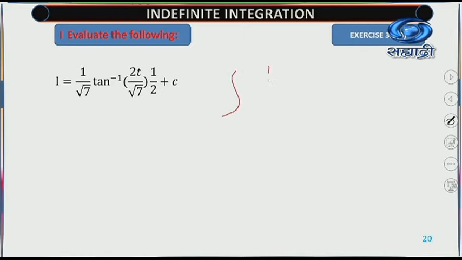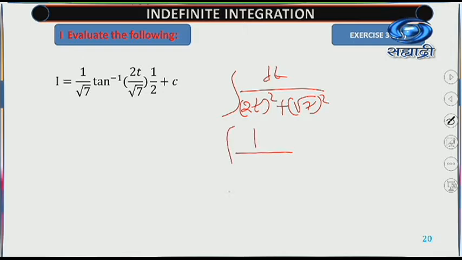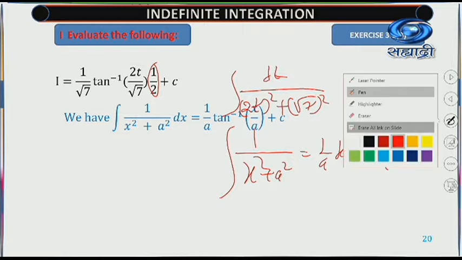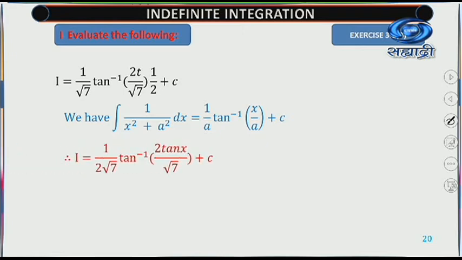Actually you have dt upon 2t square plus root 7 square. Look here. According to that, what is the formula? The formula says the integral of 1 upon x square plus a square equals 1 upon a tan inverse of x by a plus constant of integration. Write the formula every time and you will get 1 upon root 7 tan inverse 2t upon root 7. 2 is a multiple of t, so you will get 1/2 here. Using this formula, you will get the final value as 1 upon 2 root 7 tan inverse of 2 tan x upon root 7, because we need to substitute for t, plus constant of integration.